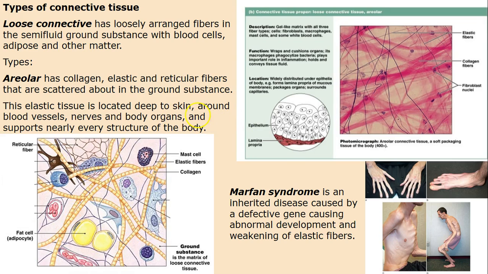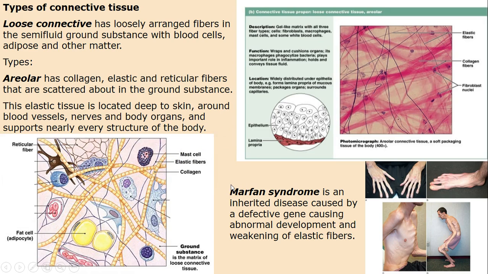Loose connective, let's see, a good example is blood cells. Let's just go through these. I think it's best sometimes to see examples. Areolar is what we just looked at, and collagen, elastic, reticular fibers, deep to the skin, so that means it's not at the surface, and it supports really nearly every structure in the body.